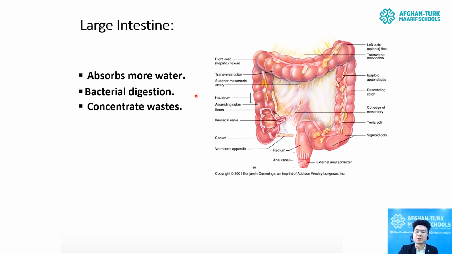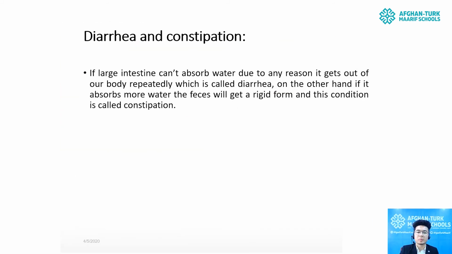These are the three main functions of our large intestine: absorbing water, bacterial digestion, and concentrating the wastes before their elimination from our body. Diarrhea and constipation. If our large intestine can't absorb water for any reason, the stool will get out of our body repeatedly, which is called diarrhea. On the other hand, if our large intestine absorbs more water than is needed, then our feces will take a rigid form, which is called constipation.